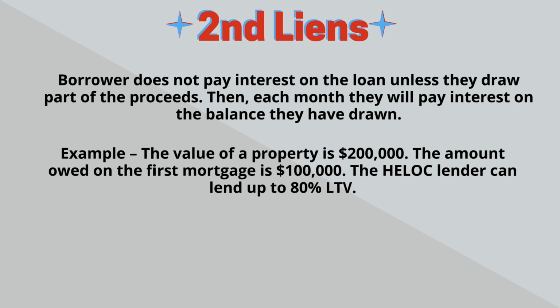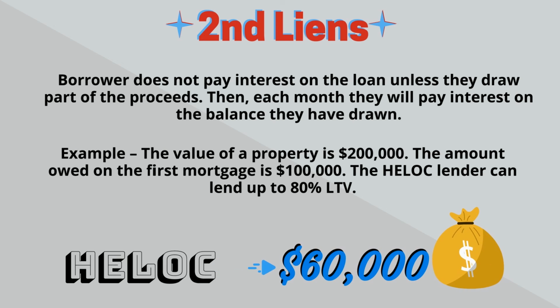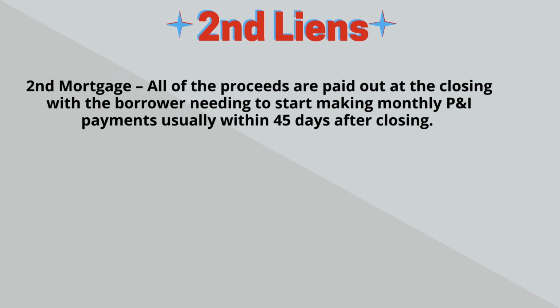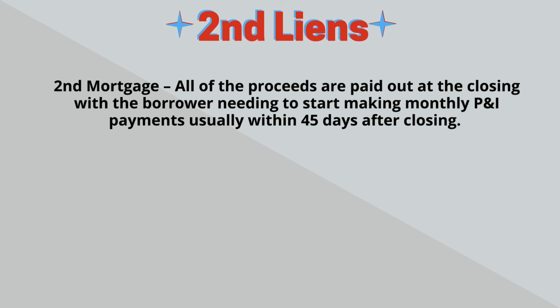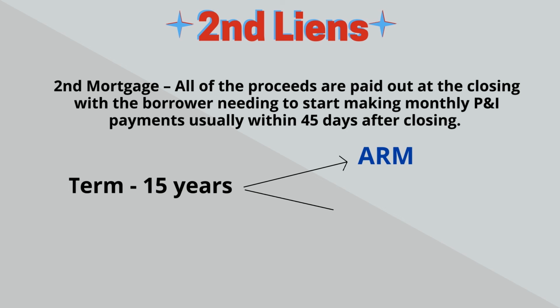Example, the value of a property is $200,000. The amount owed on the first mortgage is $100,000. The HELOC lender can lend up to 80% LTV. The HELOC amount could be up to $60,000. Second mortgage. All of the proceeds are paid out at closing, with the borrower needing to start making monthly P&I payments, usually within 45 days after closing. The term is 15 years and can be either an ARM or fixed rate mortgage.